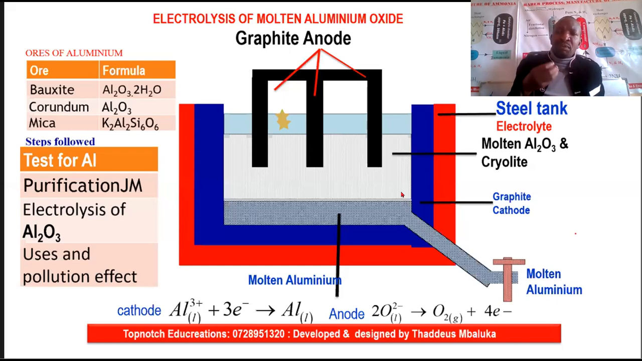After the aluminium oxide is almost depleted, you continue adding more of it. So it's a continuous process. You continue adding aluminium oxide. So the cryolite can be used for several processes as it is going to be mixed with the aluminium oxide.